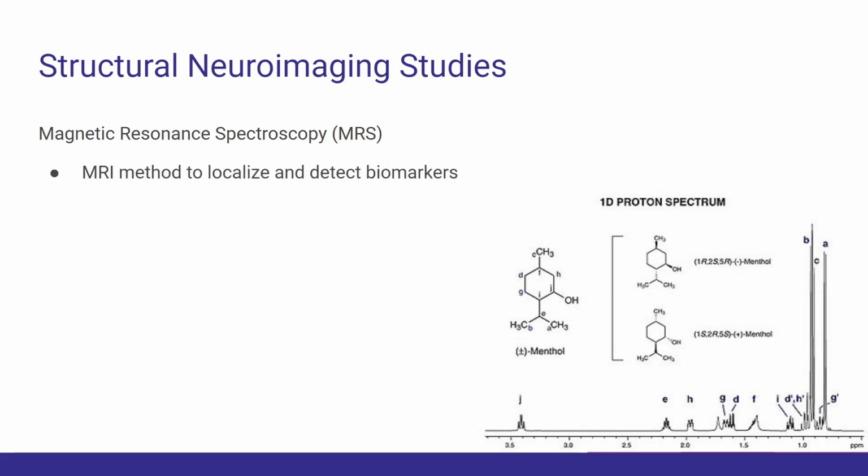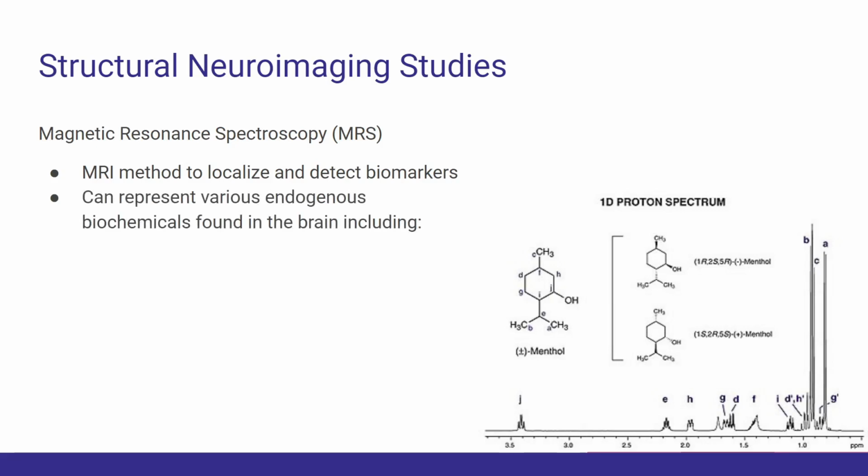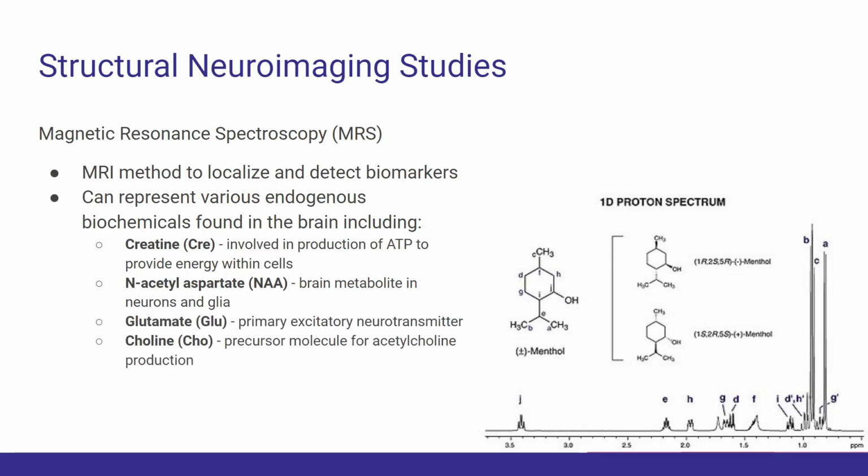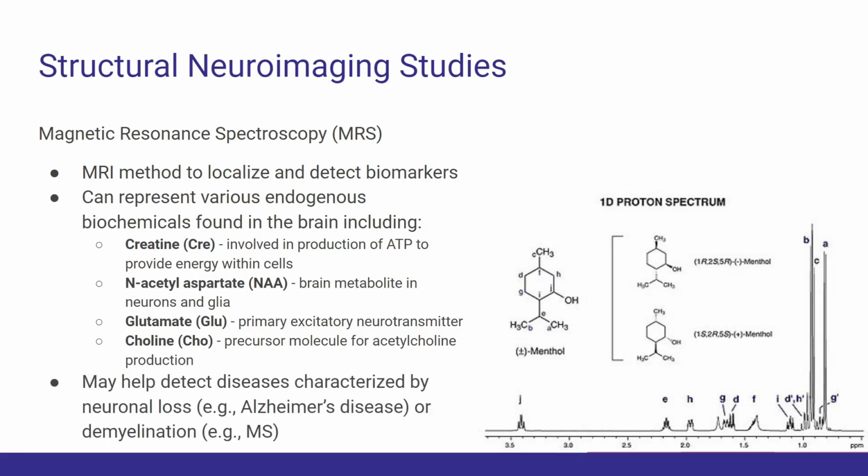And this is an MRI sequence to localize and detect various biomarkers. So this can represent either endogenous biochemicals or exogenous ones. And it includes things like creatine, which is involved in ATP production, N-acetyl-aspartate, which is a brain metabolite of neurons and glia, glutamate, which is a primary neurotransmitter, choline, which is a precursor molecule for acetylcholine production, and others. And it can be helpful to detect diseases characterized by neuronal loss, things like Alzheimer's disease, or other diseases characterized by demyelination, such as MS.